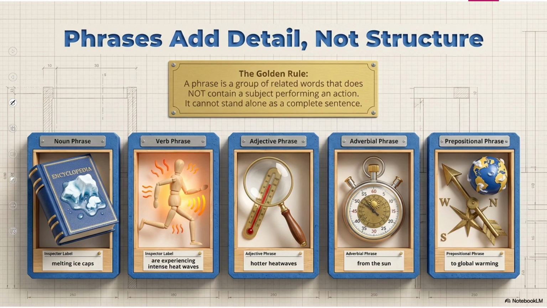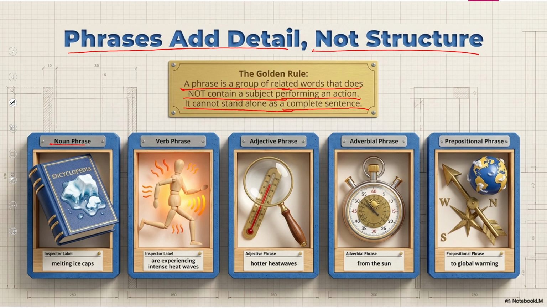Look at this. Phrases. First one, they add details, but do not add anything to the structure of the sentence. It means that a phrase is a group of related words that does not contain a subject performing an action. A group of words that does not perform any action is called just a phrase. It can't stand alone as a complete sentence. It means a phrase can't stand alone.